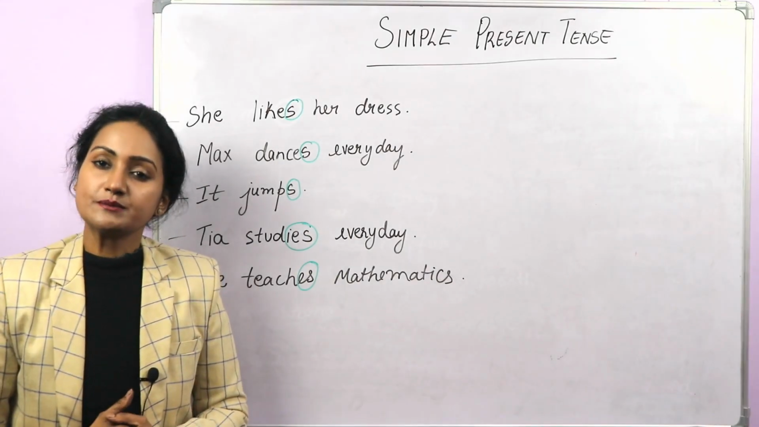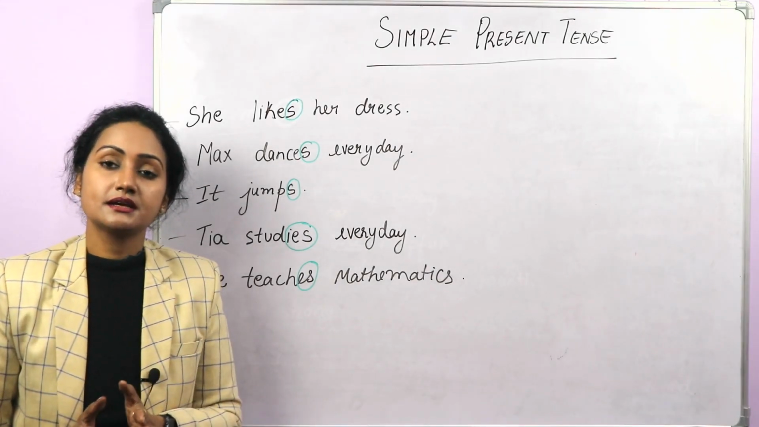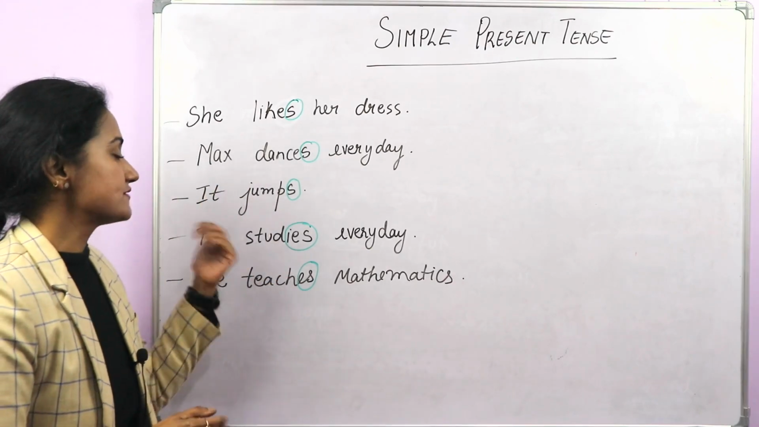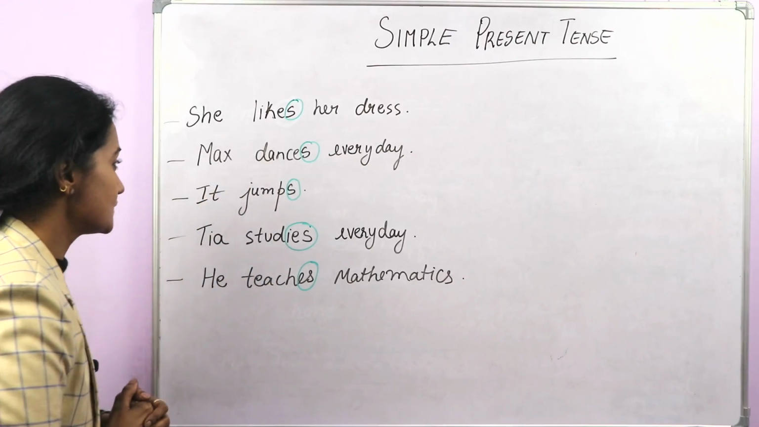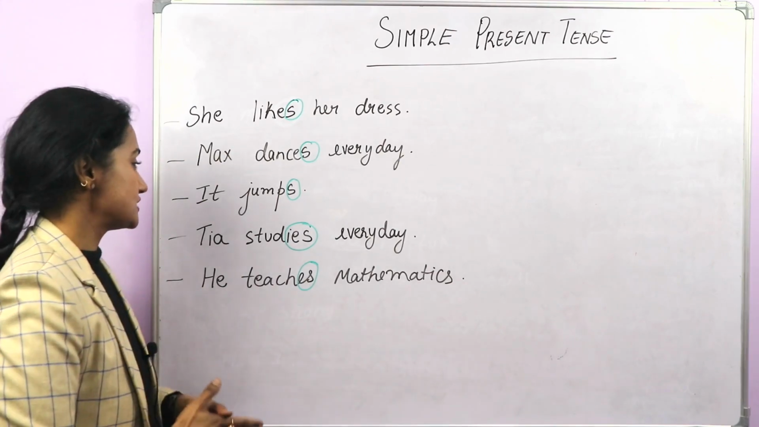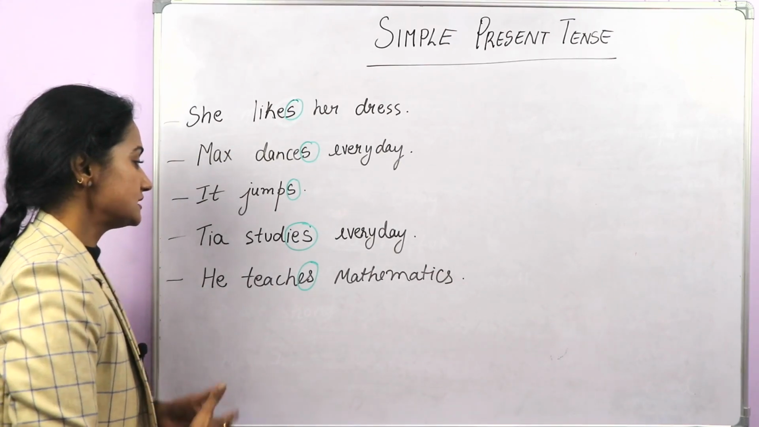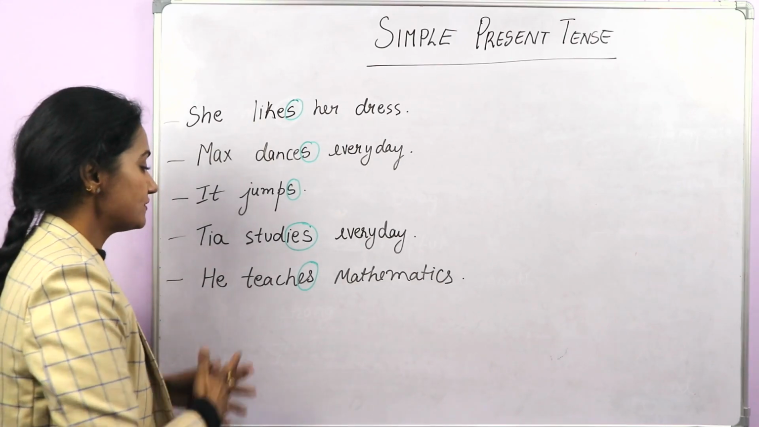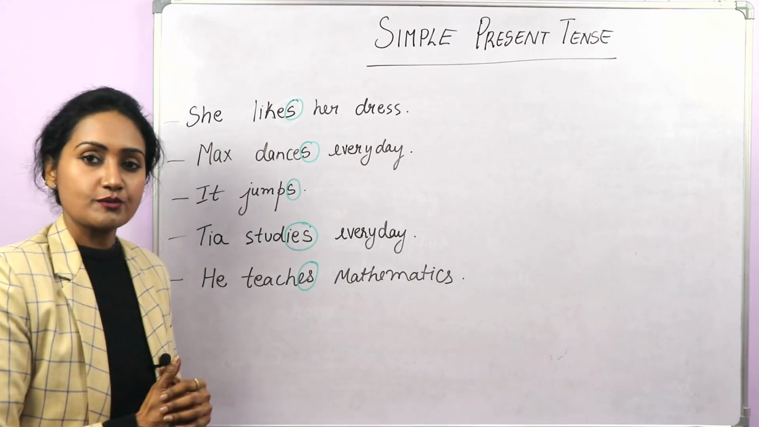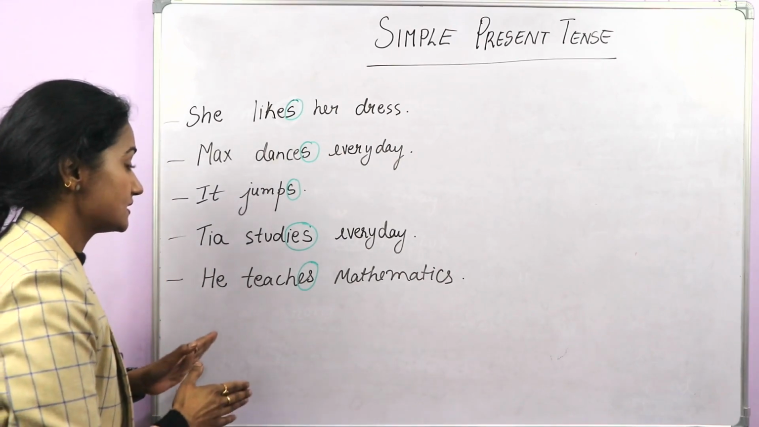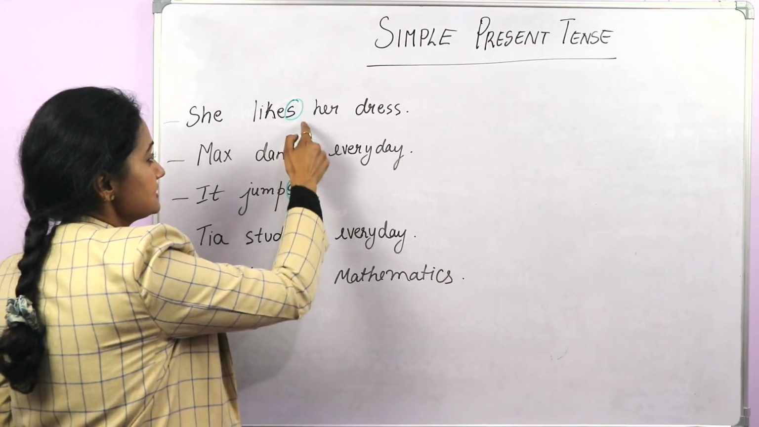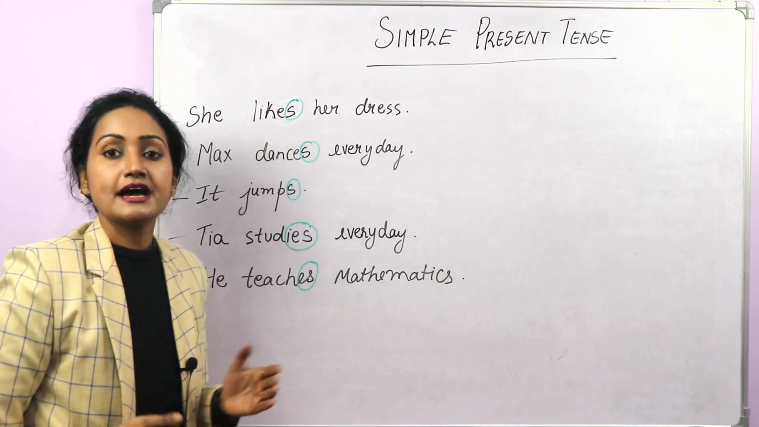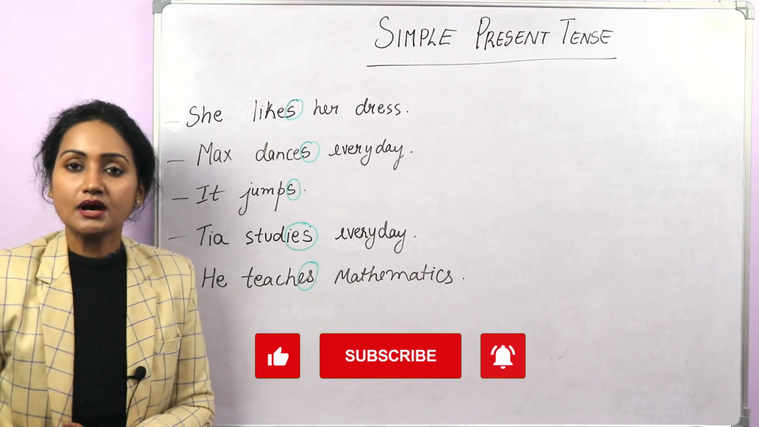Now we have understood simple present tense, but one thing I would like to tell you all about simple present tense. Here we have some examples. She likes her dress. Max dances every day. It jumps. Tia studies every day. He teaches mathematics. Okay, we know the rule, subject plus first form of the verb. Okay, but why do we have these extra s and ies and es? Why do we have that? I'll tell you about it.